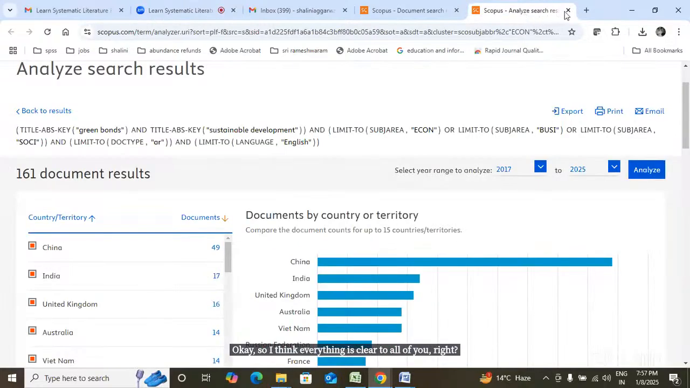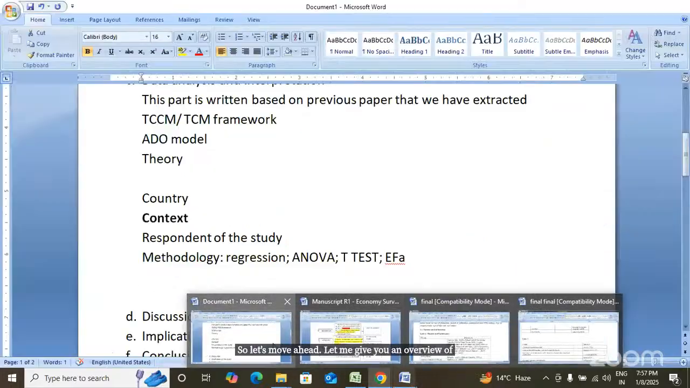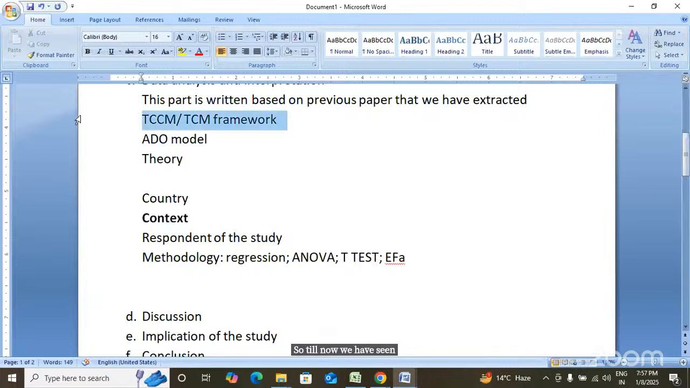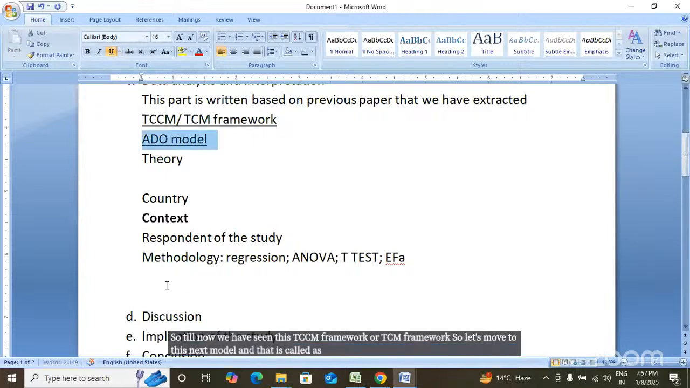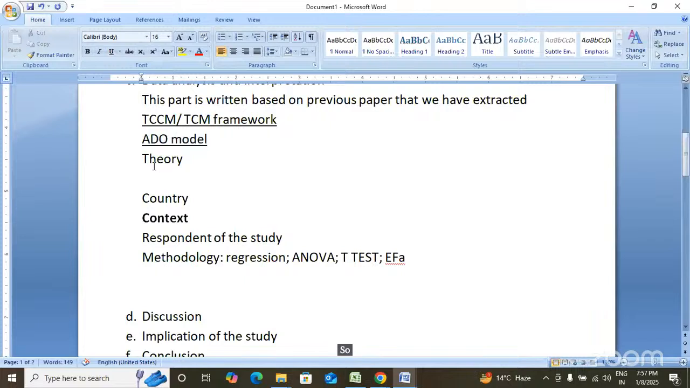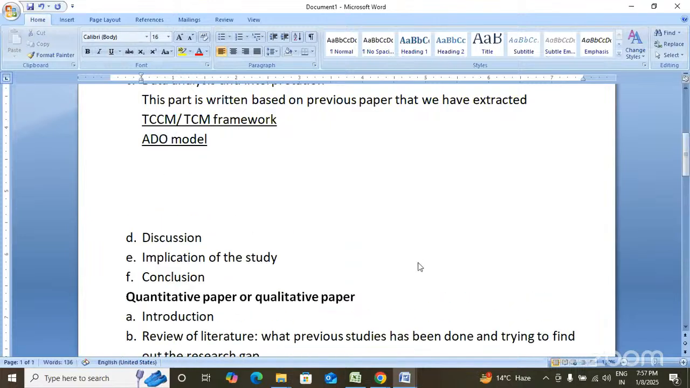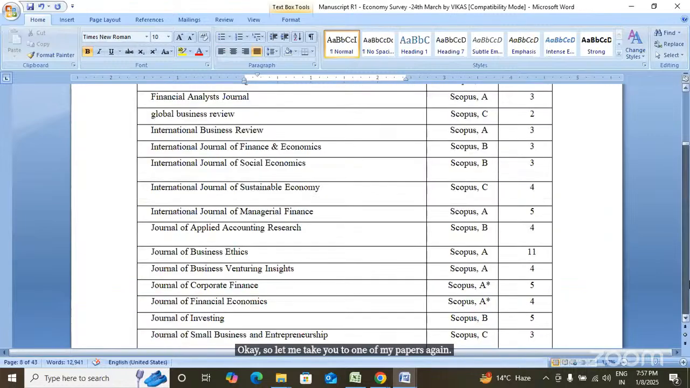So let's move ahead. Let me give you an overview of the ADO model now. Till now we have seen the TCCM framework or TCM framework. Let's move to the next model, and that is called the ADO model. Let me delete all this. Let me take you to one of my papers again. A stands for antecedent. Let me show you this table as well.